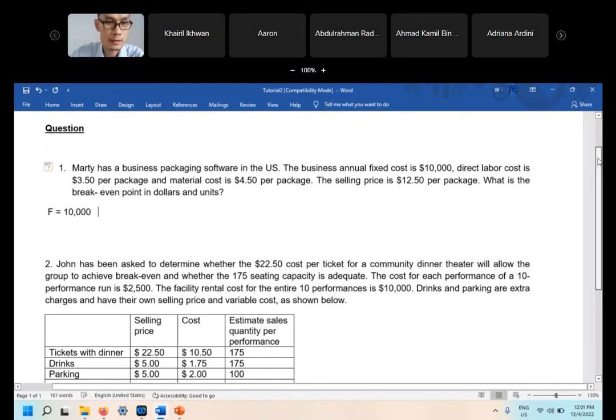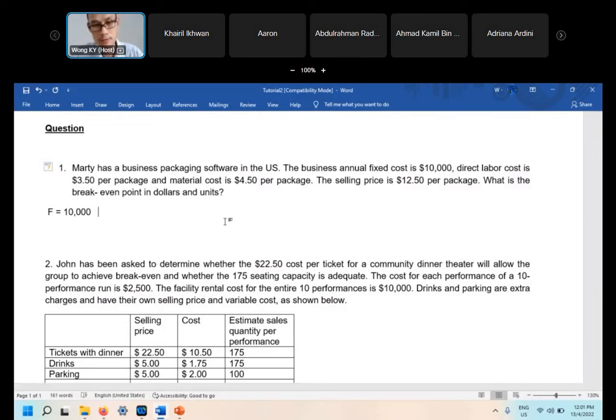Direct labor cost is $3.50 per package, and material cost is $4.50 per package. So variable cost equals 3.5 plus 4.5 per package. This will give us 8 per package. And selling price is $12.50 per package, so P equals 12.50 per package.